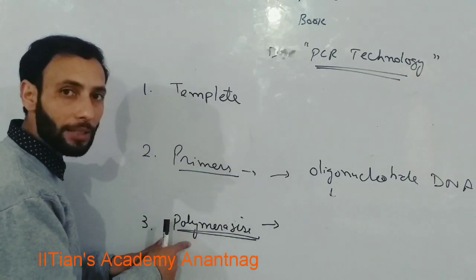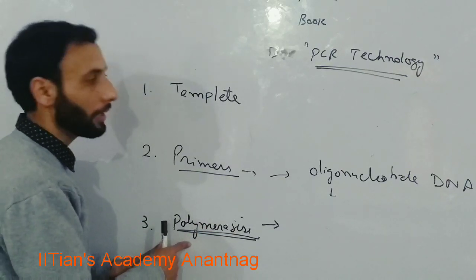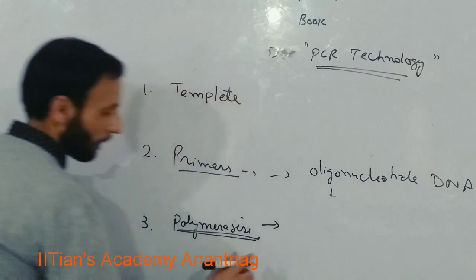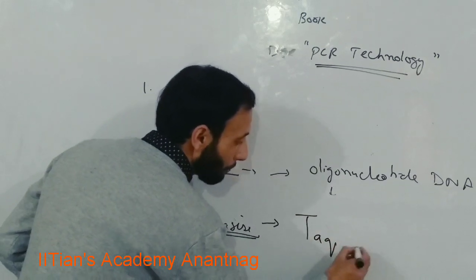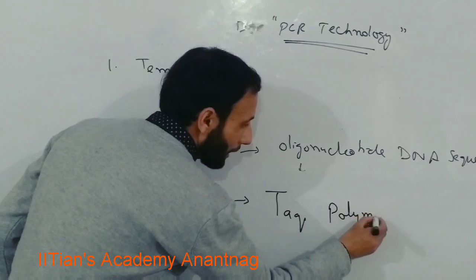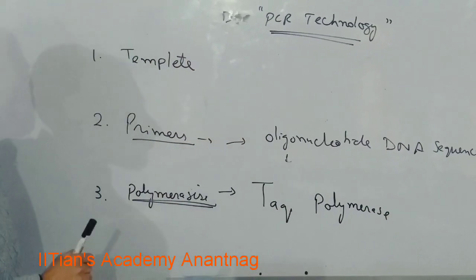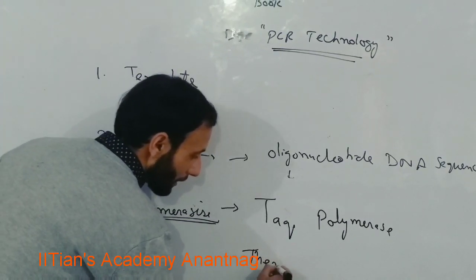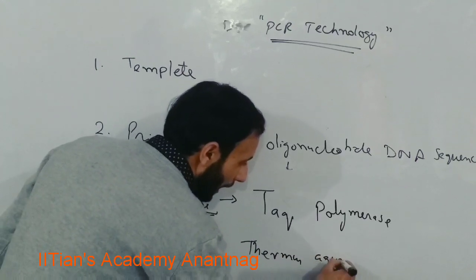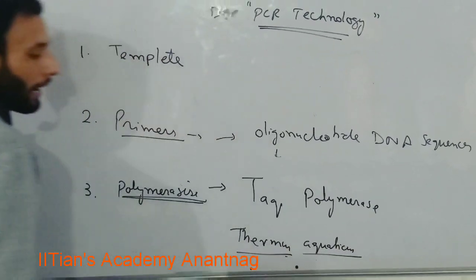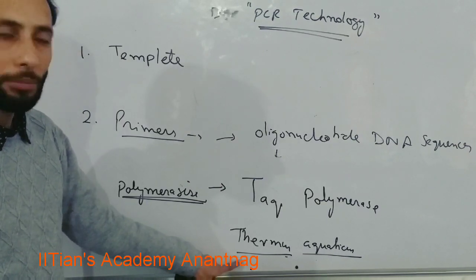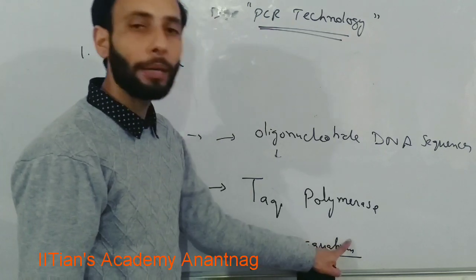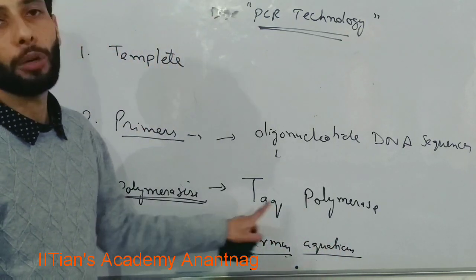Therefore, the first DNA polymerase which we use in polymerase chain reaction is called Taq polymerase. What is Taq polymerase? Taq polymerase is the DNA polymerase obtained from a bacterium called Thermus aquaticus. This is a thermophilic bacterium present in hot springs. From this bacterium, we obtain a polymerase which has been named Taq polymerase.